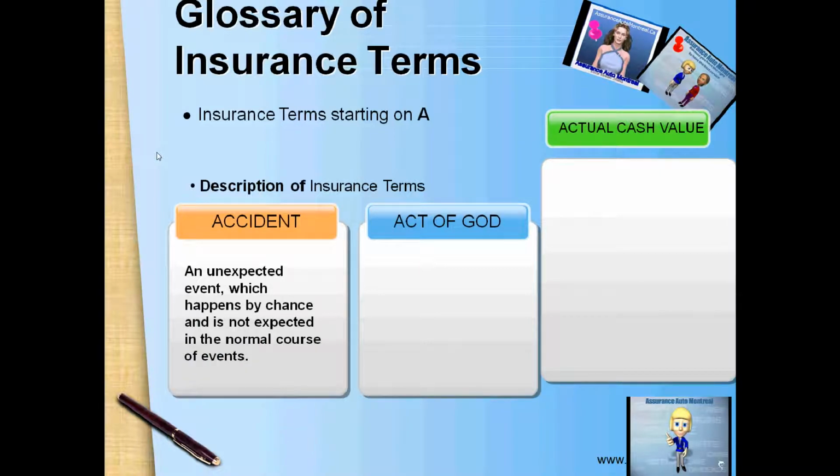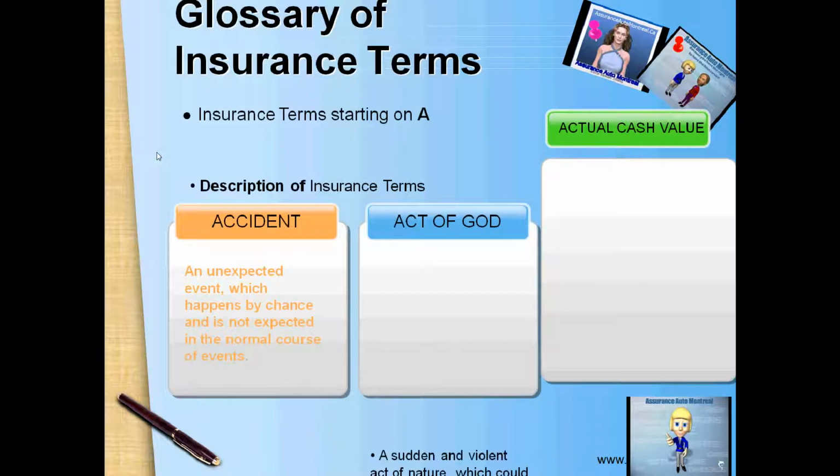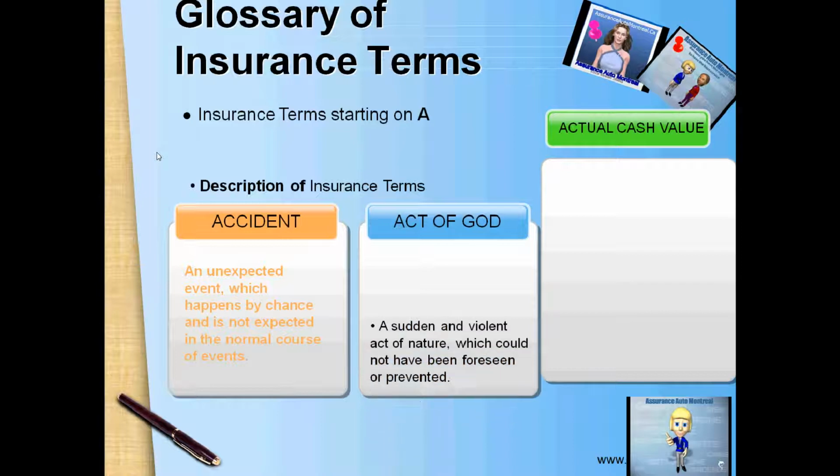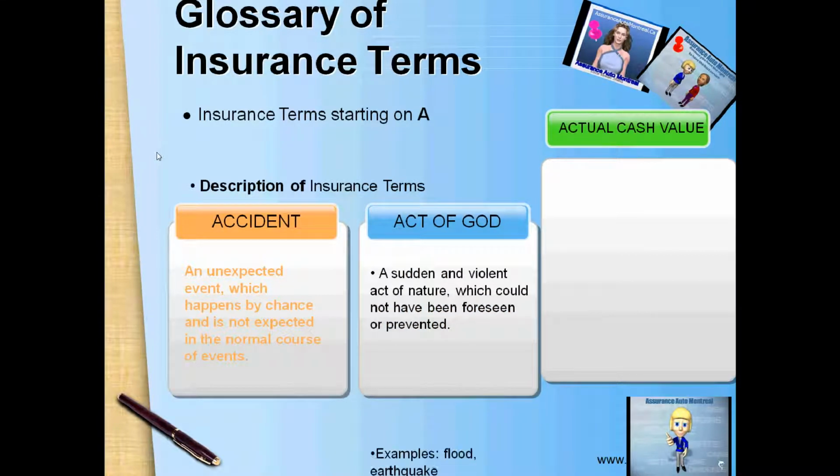Accident. An unexpected event, which happens by chance and is not expected in the normal course of events. ACT of GOD. A sudden and violent act of nature, which could not have been foreseen or prevented. Examples: flood, earthquake.